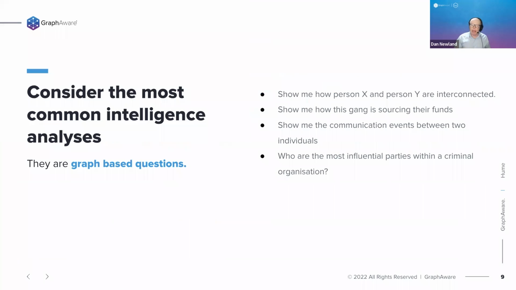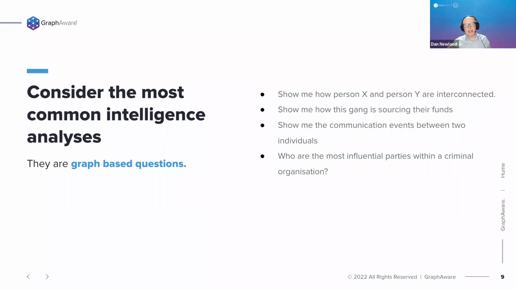When you think about the most common intelligence use cases and the most common intelligence questions, most of them are graph-based questions. So show me how person X and person Y are interconnected. It's a graph-based traversal that we can do along the relationships and intermediary entities between two persons of interest. Show me how a gang is sourcing funds is something that we can do flow of funds analysis for, which is a perfect graph use case to observe how money is flowing in and out of a particular network or group of individuals.